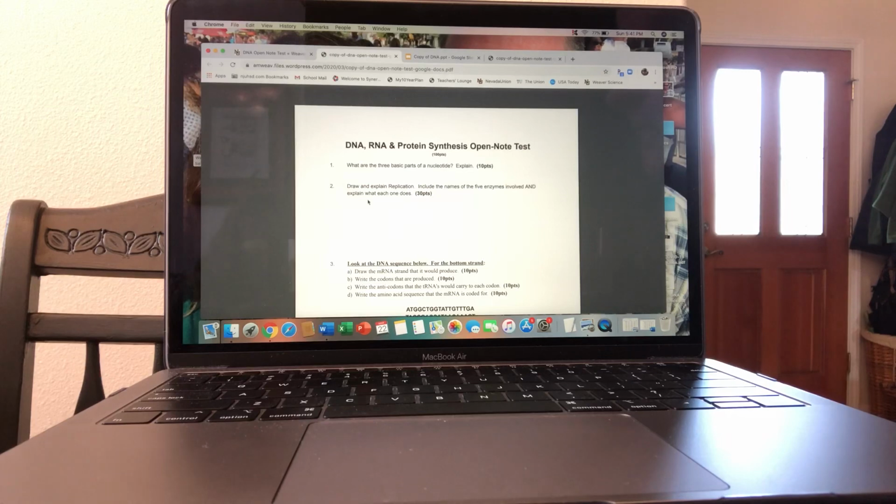The second thing is, if you can't print out this document, you could use this as a guide, and write each of the questions as well as the answers on separate sheets of paper. And once again, if you could take pictures of those and email me those, then I could go ahead and give you a grade.